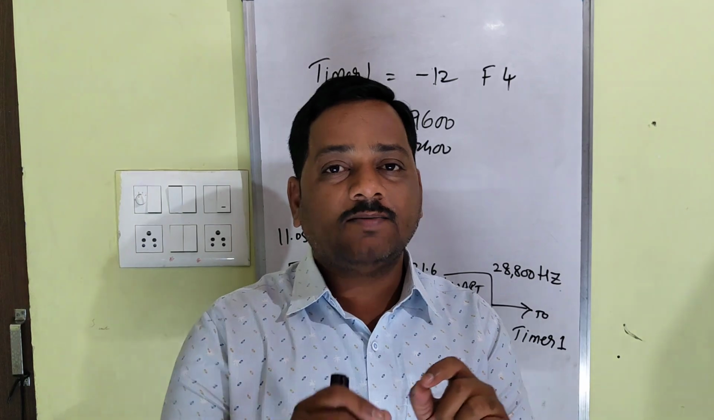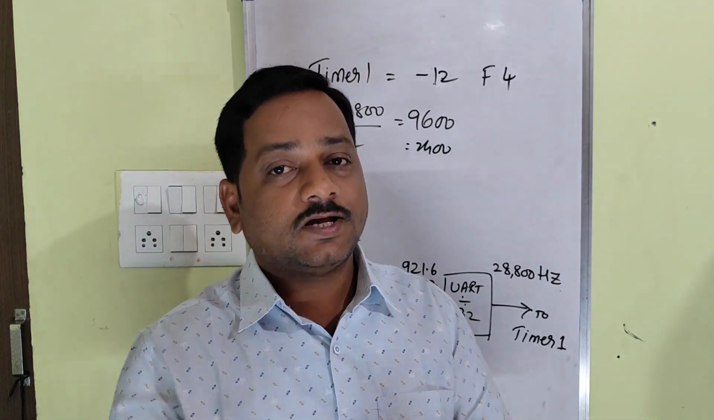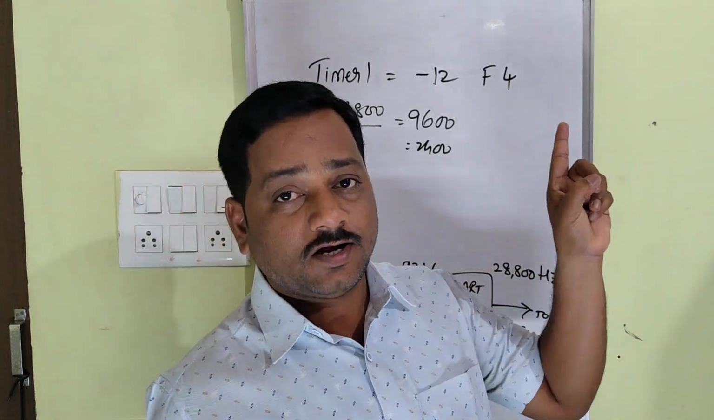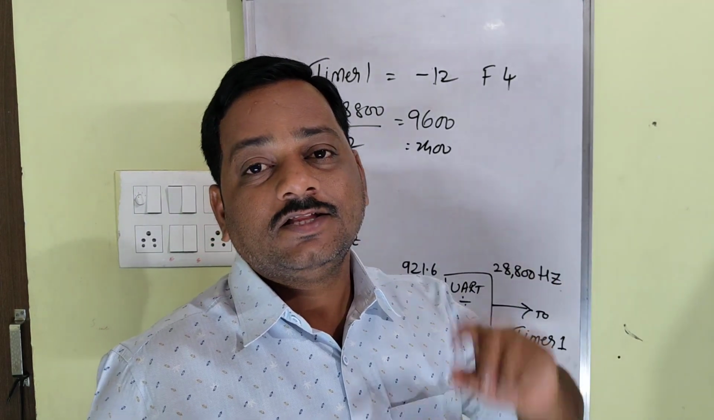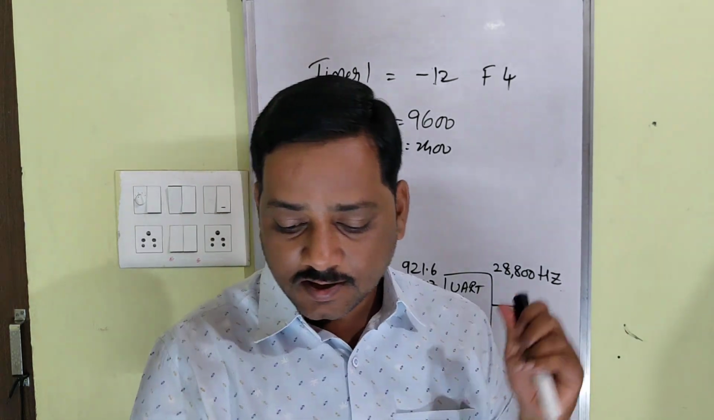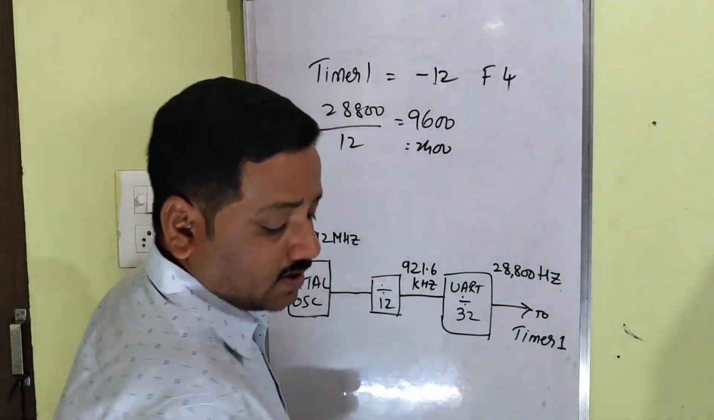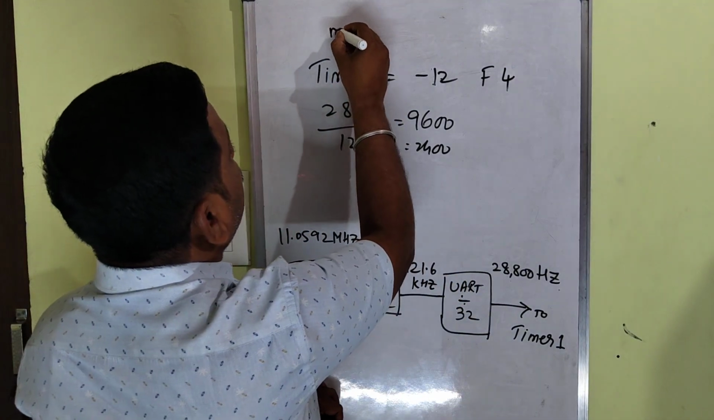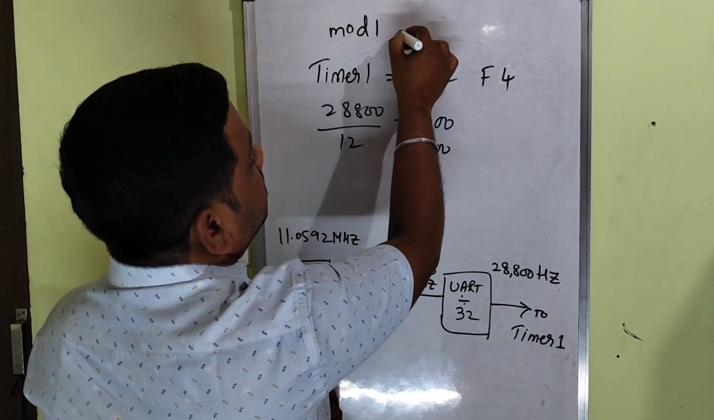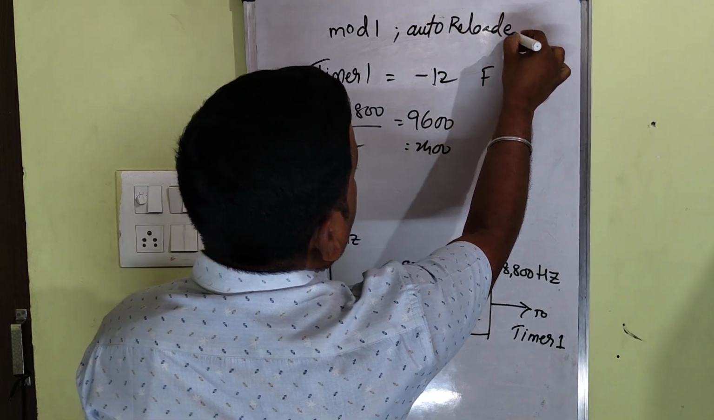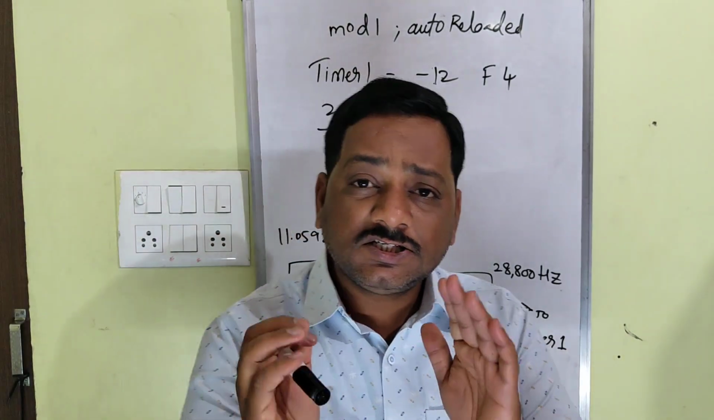If you want to know about timer 1, in the description I have given the link for the timer 1 video. You can go through that, and also at the top end you can see the I button, where you also have a link for that video which explains the timer. Now let us see what timer 1 is and how we need to use it. Timer 1 should be used in mode 1, that is the auto reload mode.